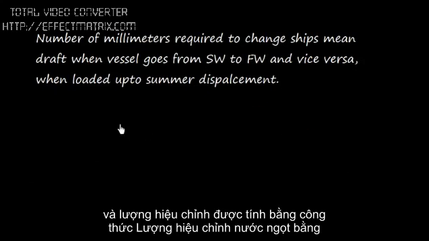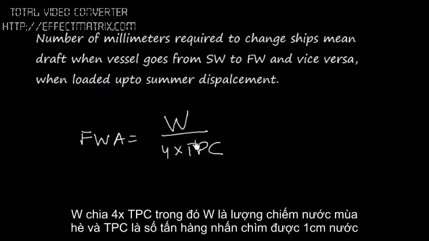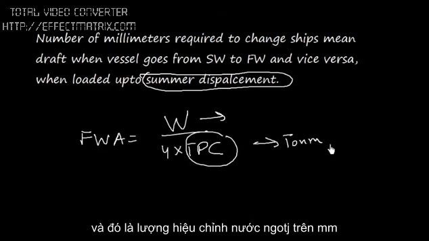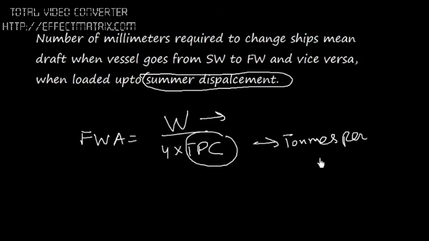And this fresh water allowance is given by this formula: fresh water allowance is equal to W divided by 4 into TPC, where W is the summer displacement and TPC is tons per centimeter, and this fresh water allowance is given in millimeters.